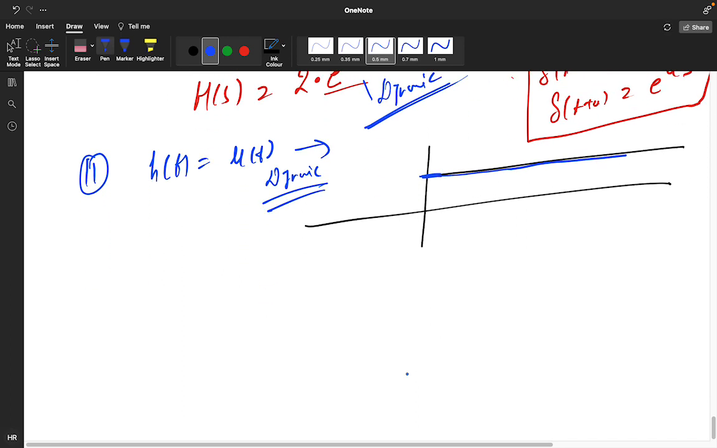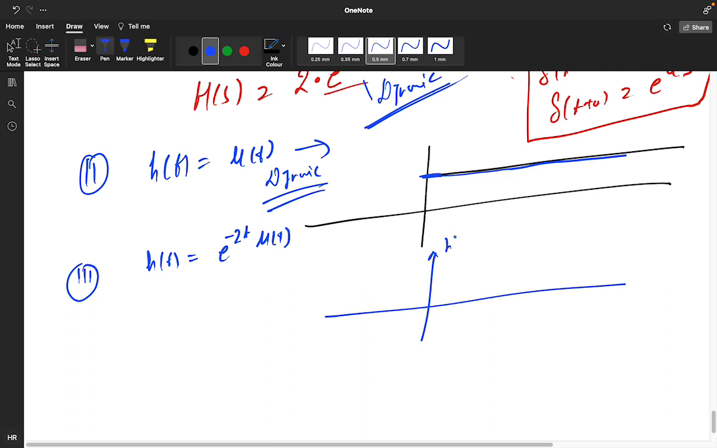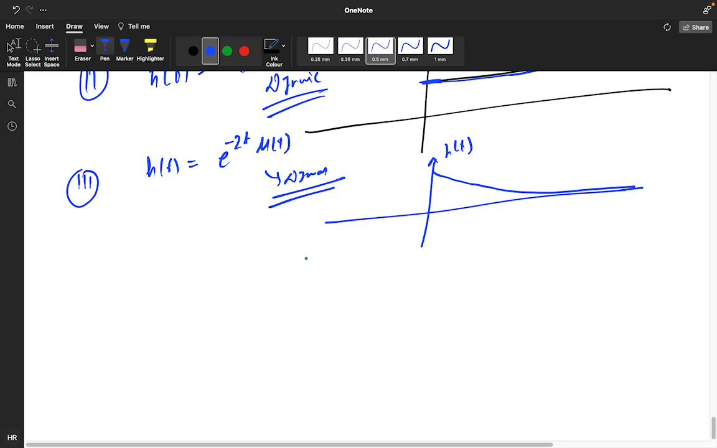What about this third one? h of t equals e power minus 2t u of t. Impulse or dynamic? If you make the graph of h of t, how will the graph be? It will be declining. Are you getting an impulse? No impulse. Dynamic. Static means you will only get the impulse value at 0. Then only the system will be static.